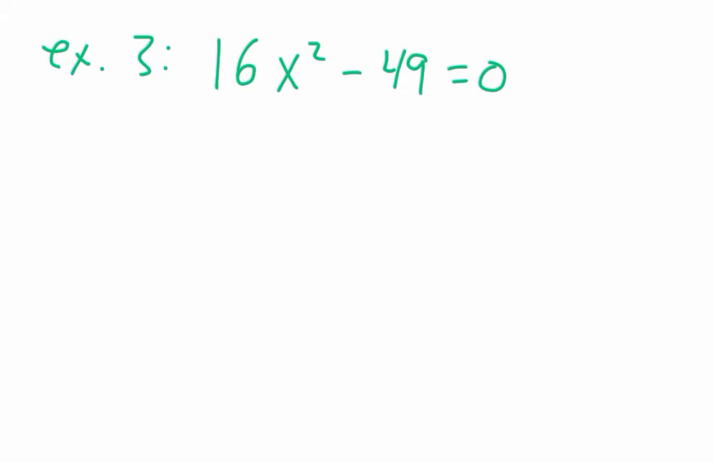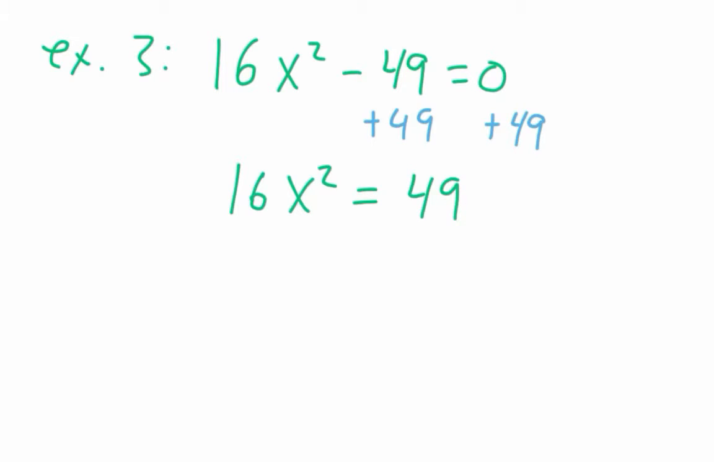All right, example 3. I want to give you something a little bit different. Example 3 is the one where you may not always get a nice pretty answer. So 16x squared minus 49 equals 0. First step: I have 16x squared equals a positive 49. Next step is to divide by 16.